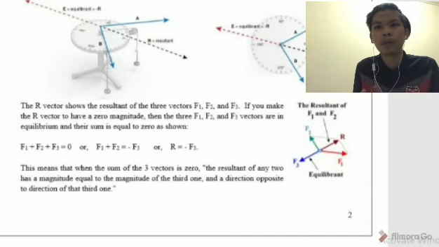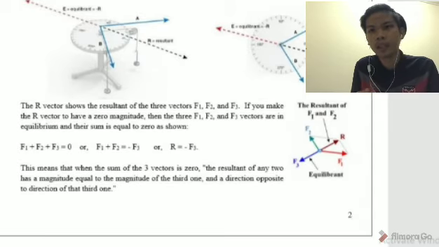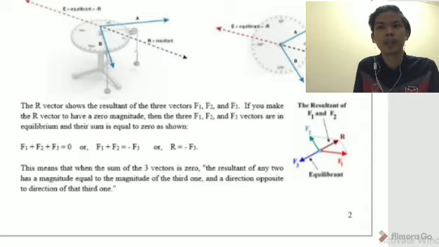F1 tambah F2 tambah F3 sama dengan kosong, ataupun F1 tambah F2 sama dengan negatif F3, ataupun R sama dengan negatif F3. Jadi ketiga-tiga ni semua sama, lebih kurang je. This means, maksudnya yang tadi saya baca tadi tu, this means that when the sum of the three vector is zero, the resultant of any two has a magnitude equal to the magnitude of the third one.